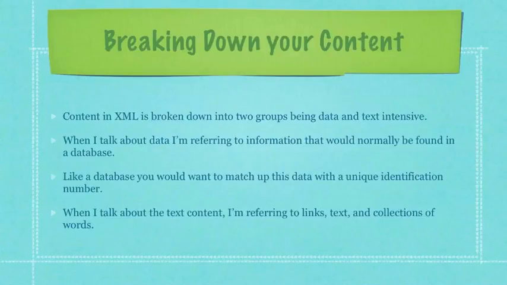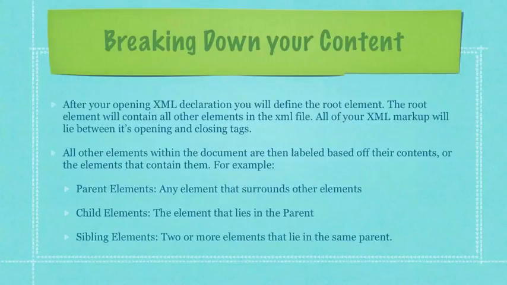Content in XML is broken down into two groups, being data and text intensive. When I talk about data, I'm referring to information that would normally be found in a database. Like a database, you would want to match up this data with a unique identification number. When I talk about text content, I'm referring to links, text, and collections of words. After your opening XML declaration, you will define the root element. The root element will contain all other elements in the XML file. All of your XML markup will lie between its opening and closing tags.